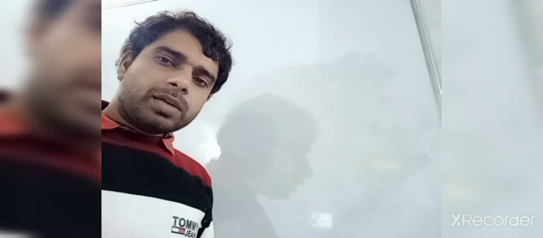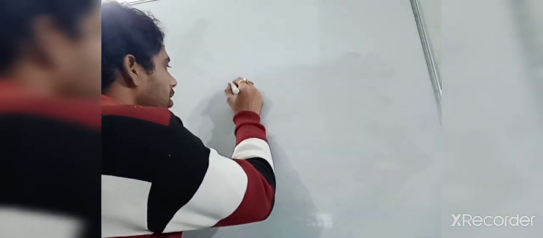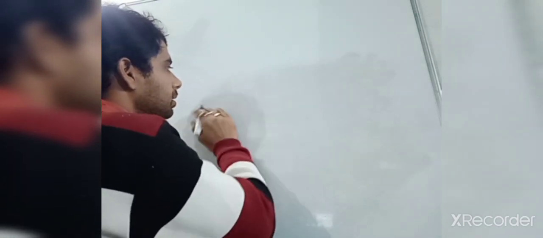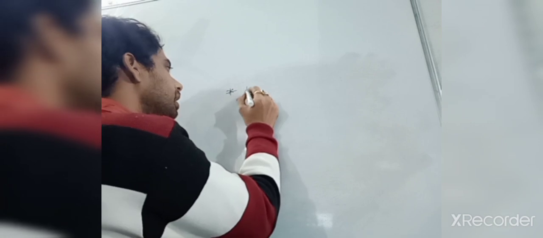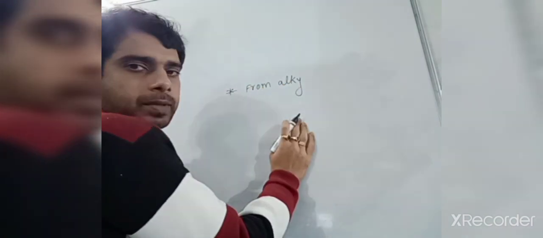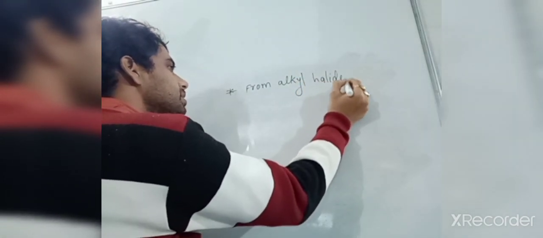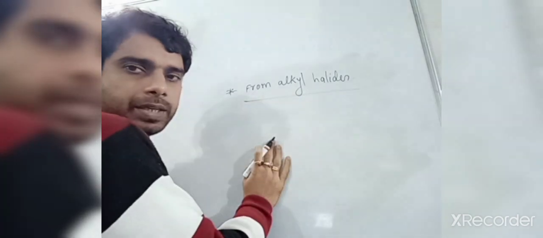Okay, so we are talking about the preparation of alkanes, and the second method is for the preparation of alkanes from alkyl halides. There are two ways by which we can prepare alkanes from alkyl halides.